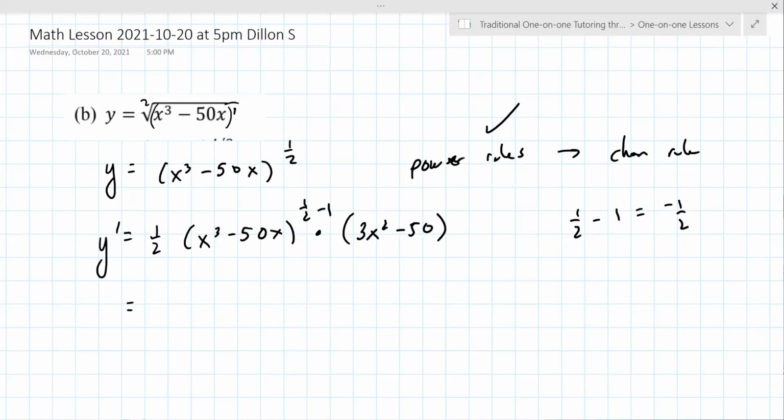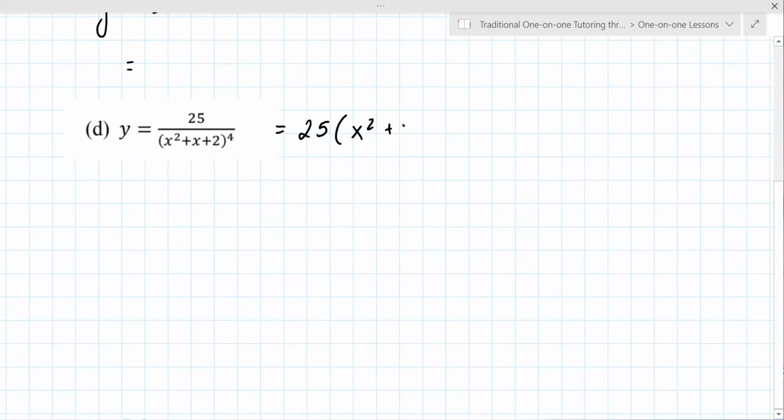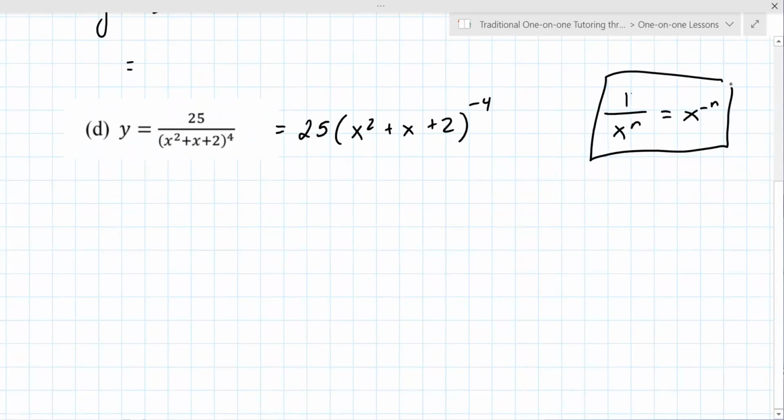All right. D is sort of similar because it's better to rewrite it first, and then you say, aha, now I know how to do this. So D, the rewrite here is 25 parentheses x squared plus x plus 2 to the minus 4 power. So whenever that 4 comes up, you negate it. That's this property 1 over x to the n equals x to the minus n. Okay, and then this is a power rule followed by a chain rule.